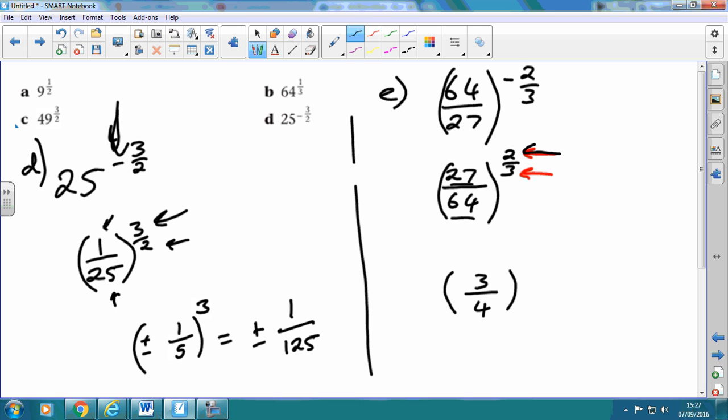And then we've got to raise it to the power of 2. So 3 squared is going to be 9, and 4 squared is going to be 16. So we get the answer 9 over 16.